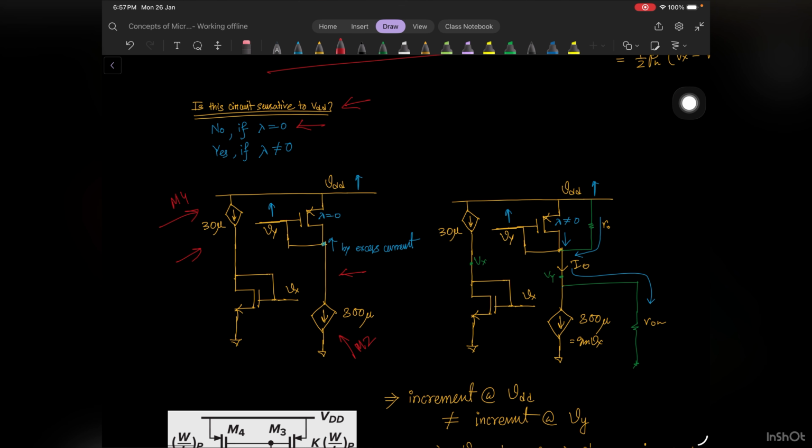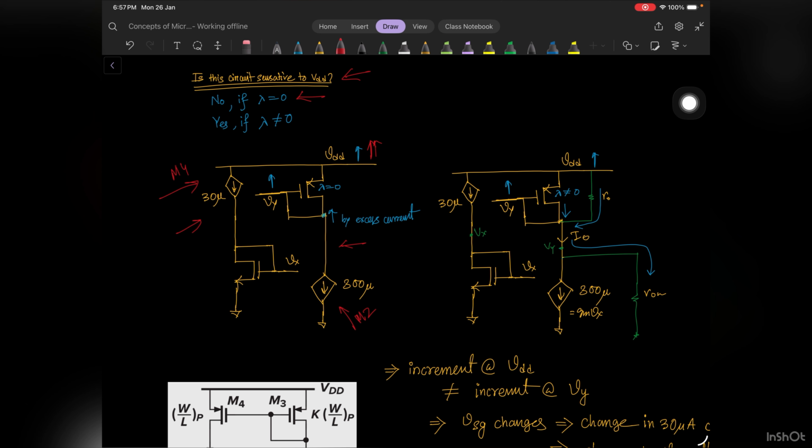Now what will happen if there is any change in VDD? Let's say VDD is increased by some amount. It will increase the current in this branch, and this current will flow this way because there is no other path, and that will increase VY. So VY increases, which means your VSG will remain the same, so there will be no change. It means this 30 micro current, the current through M4, remains the same, because it is dependent on VY, or rather on VSG, this one.